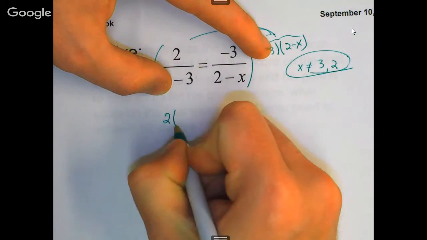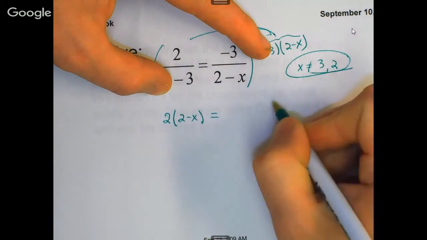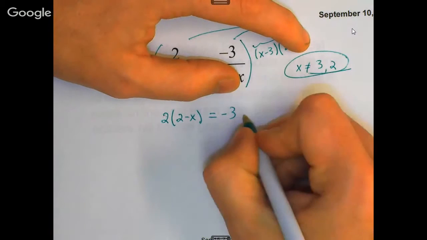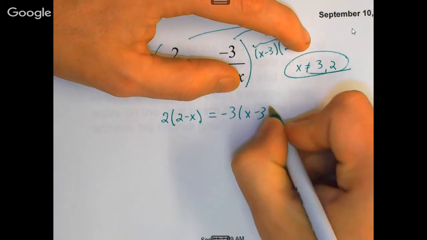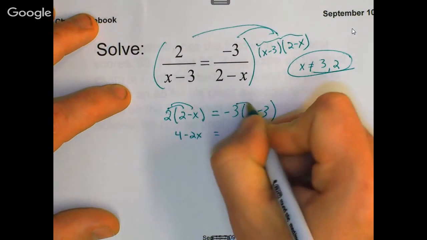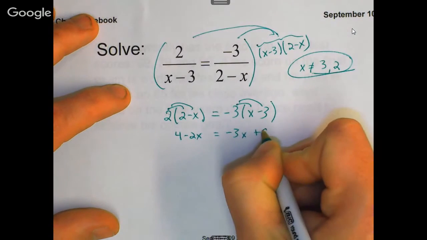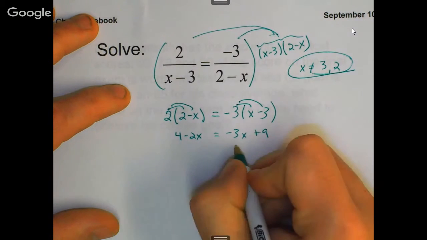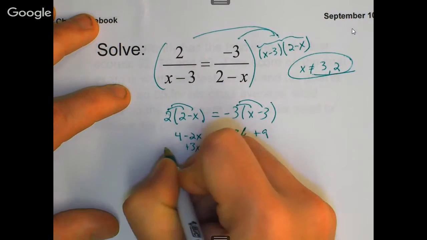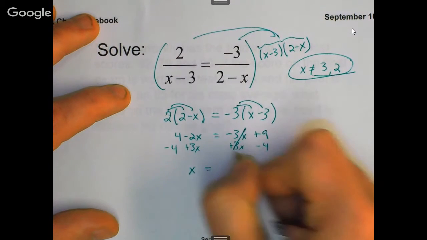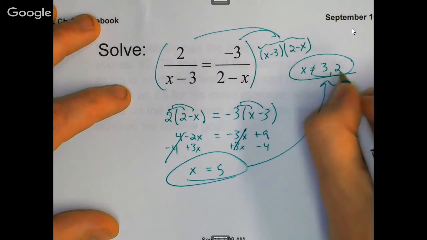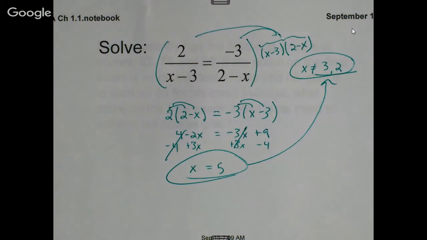So I have 2 minus x equals, and in this case, I have minus 3 in the top, but this cancels this over here. So I have x minus 3. We'll distribute. 4 minus 2x equals negative 3x plus 9. Plus 3x, plus 3x, that's x, minus 4, minus 4 equals, that would be 5. So x equals 5. Can it equal 5? Yes, because it's not in my restrictions. So that is good.